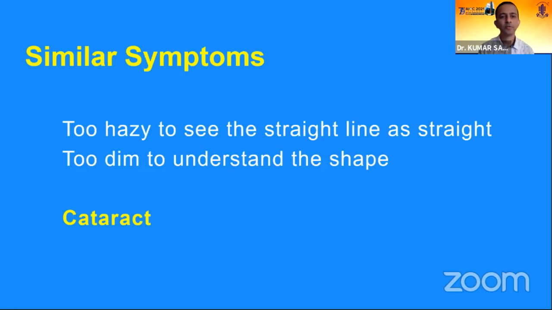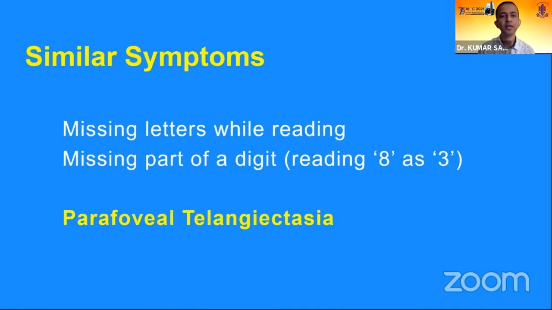different for each thing. So if the patient says that he is seeing too hazy to see any straight line as a straight, or too dim to understand the shape of the object, then probably he is having a cataract. Similarly, a very important symptom is missing letters while reading. Sometimes patients say that when they start reading a sentence from left to right, when they move to the right, they are not able to see the letters which they just read, or they are missing part of a digit, like they are reading 8 as 3.